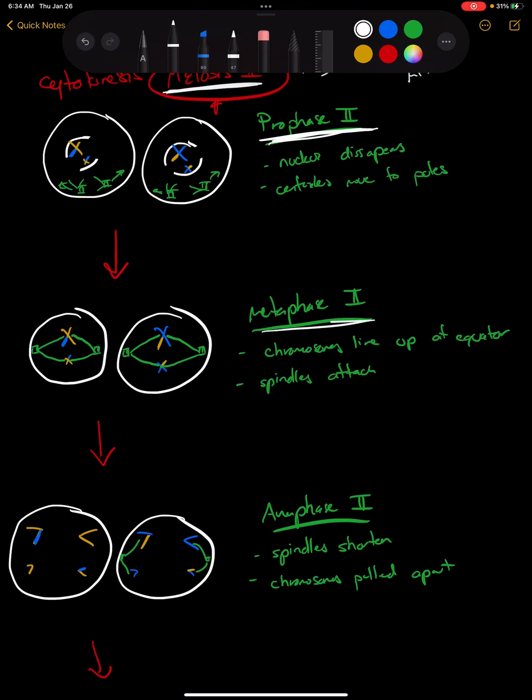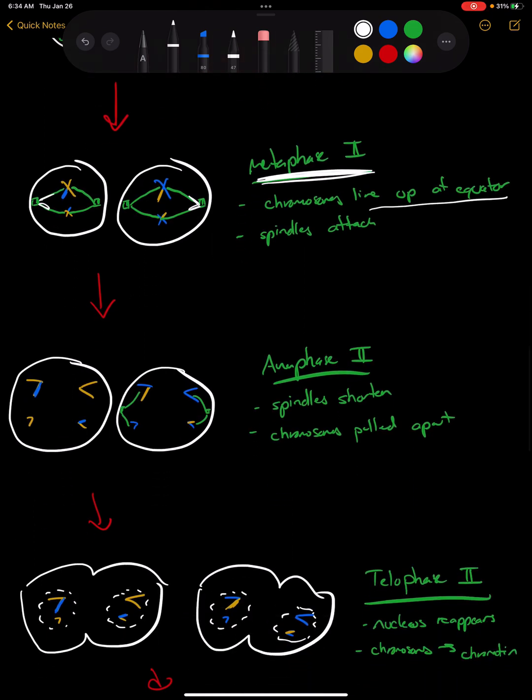In metaphase 2, instead of homologs lining up in the middle, now I just have my replicated chromosomes lining up in the middle of the equator and the spindle fibers attached. So see, look, spindle fibers, they're attached to those centromeres. After metaphase 2, I go to anaphase 2, which means my spindles start to shorten. There you go.